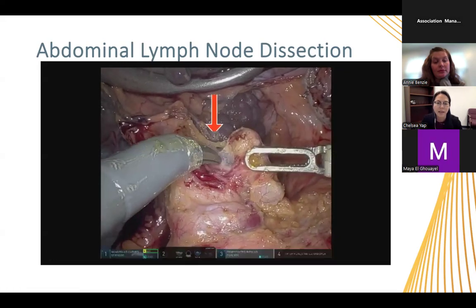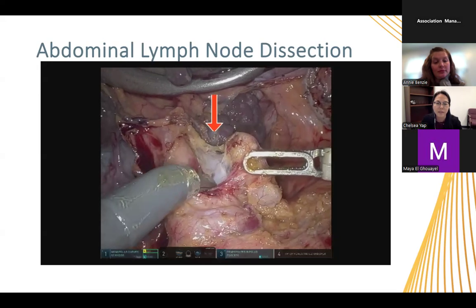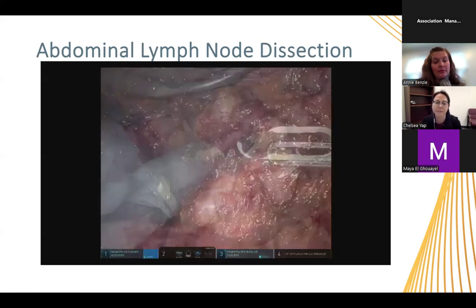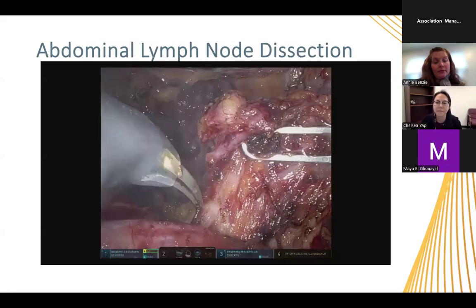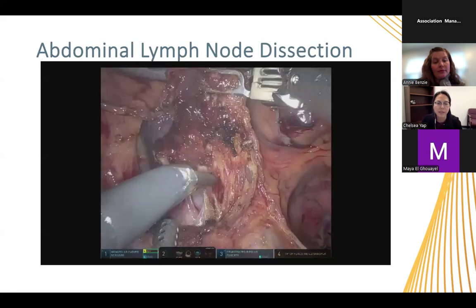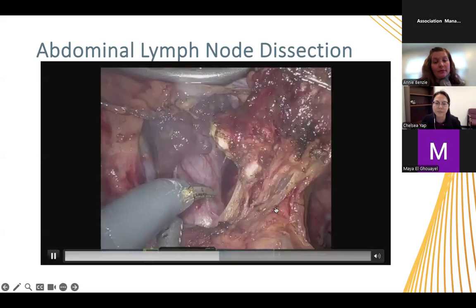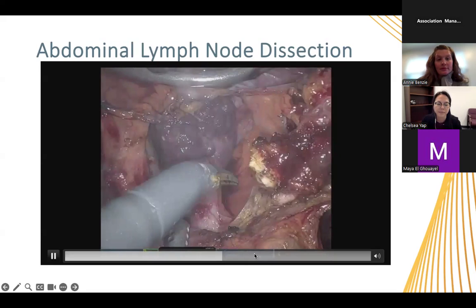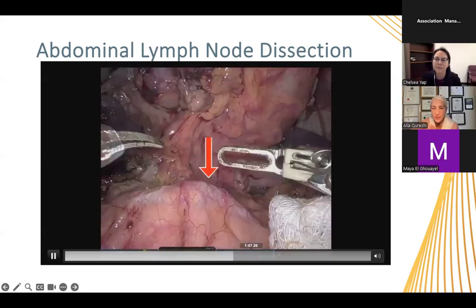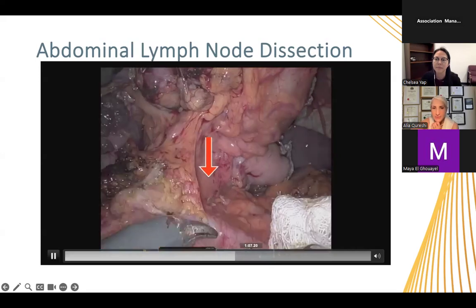What setting is your scissors on, heat wise? Usually on 3. Okay. You can see that the robot gives really nice visualization of the dissection. The robot energy is 1, 2, 3, 4. So 3 is just 1 below the maximum.